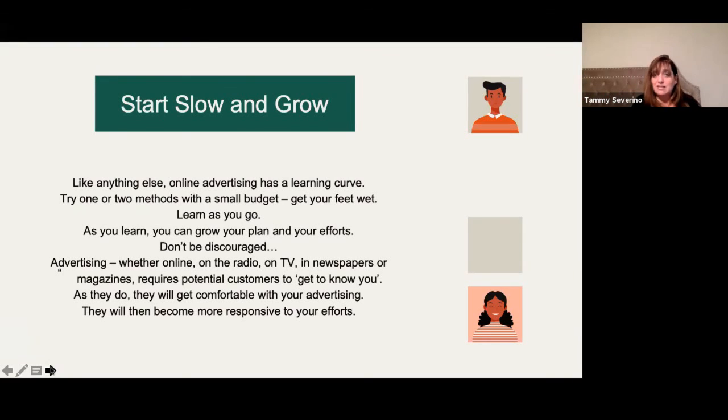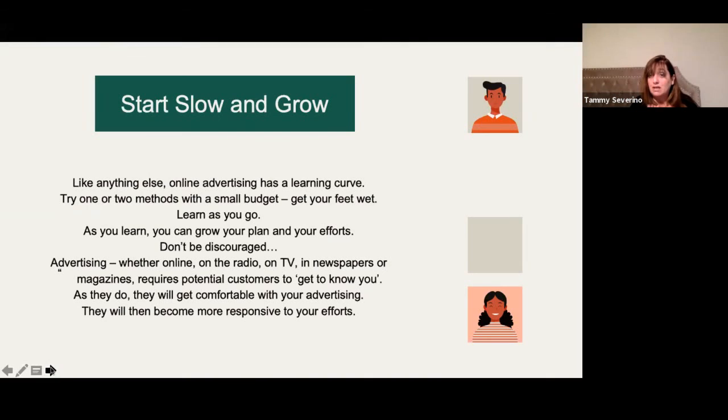Like anything else, your advertising, as you learn, there's a learning curve. So try a small budget. Think of it as sticking your toe into the water and seeing the temperature of the water. Start slow, get your feet wet, get comfortable with the concepts, the different forms of payment, what your ad looks like as it's coming up on different feeds. Learn, and as you grow, you can dive a little bit deeper into it and build your strategy.